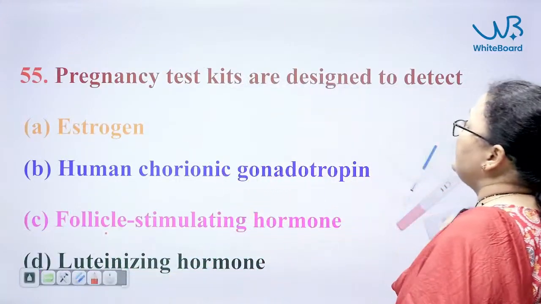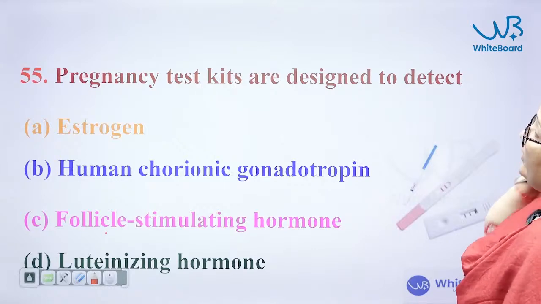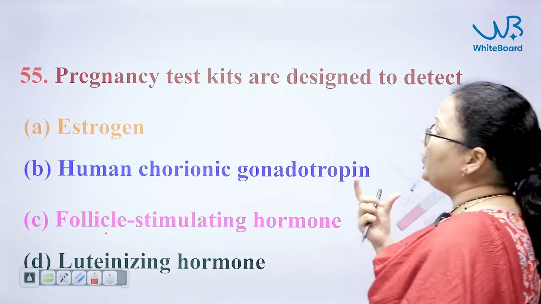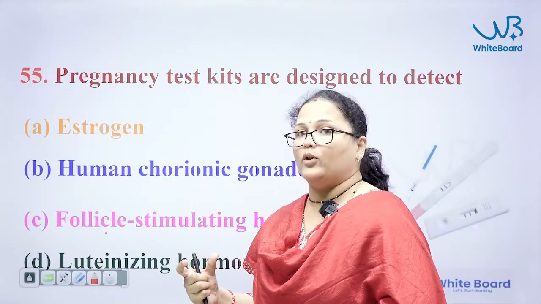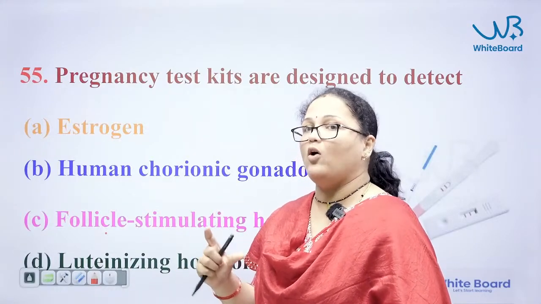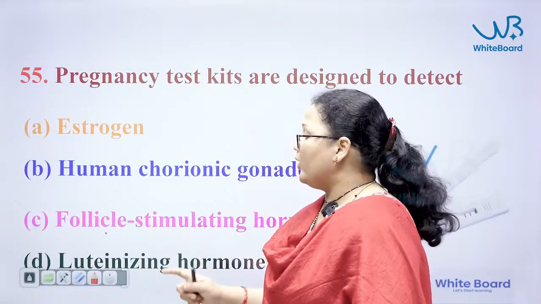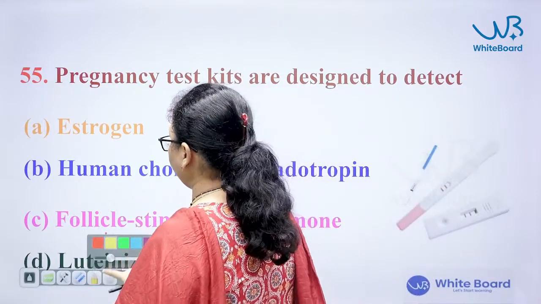Next, pregnancy test kits are designed to detect which hormone in your body. Urine, you will collect it and you will test it. So, it will detect which hormone. There will be only presence of some particular hormone during the pregnancy. Okay. So, what is that one?